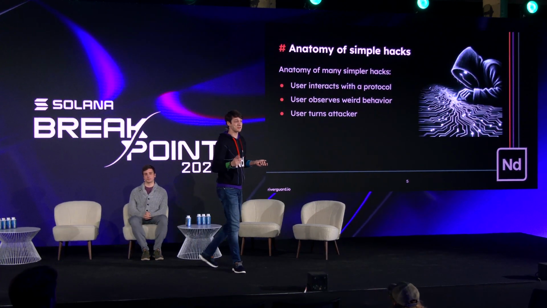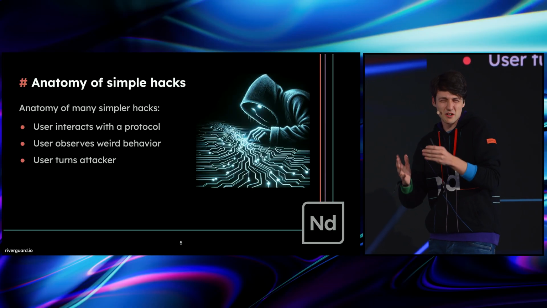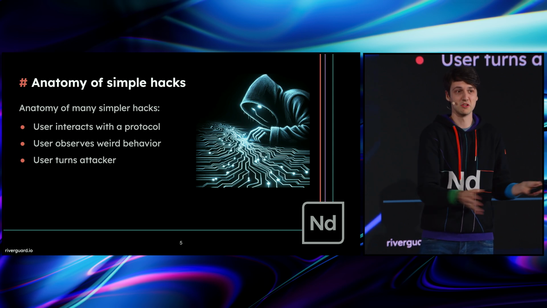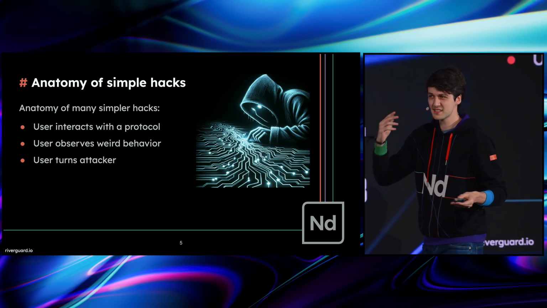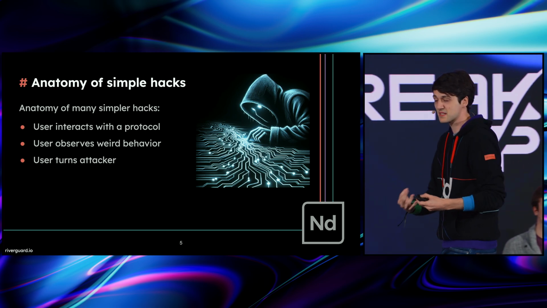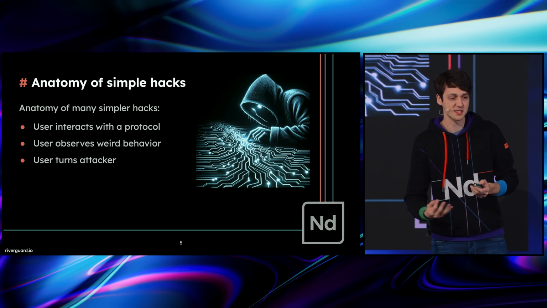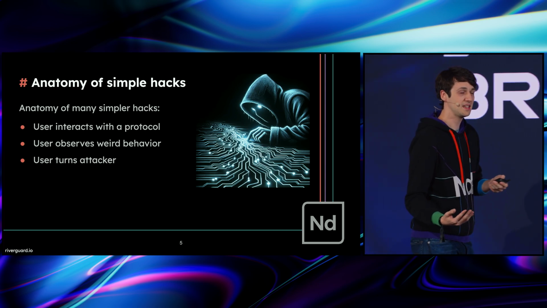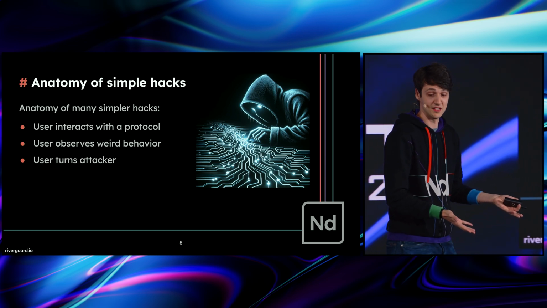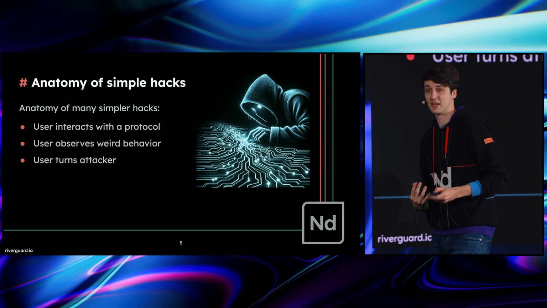So what we observe is for the really simple hacks, the pattern we see is it's usually a user interacts with this protocol like he would just normally do it. And then he sees something weird, or maybe he tries to enter a negative number, or some odd behavior, and he sees that it works. And then he just starts experimenting around. And then he might turn attacker, because there's this opportunity for him to make some money here. And the same kind of things we want to automate.